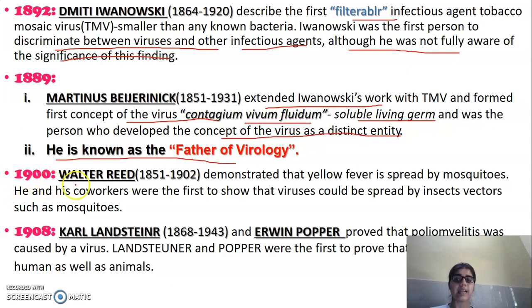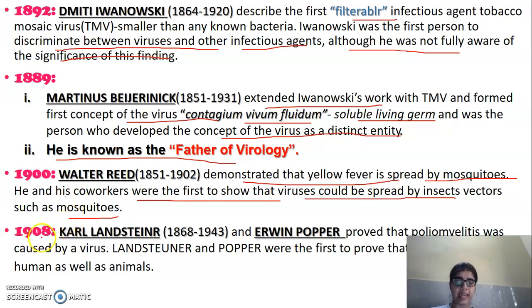In 1900, Walter Reed demonstrated that yellow fever is spread by mosquitoes, and he and his workers were the first to show that viruses could be spread by insect vectors such as mosquitoes.